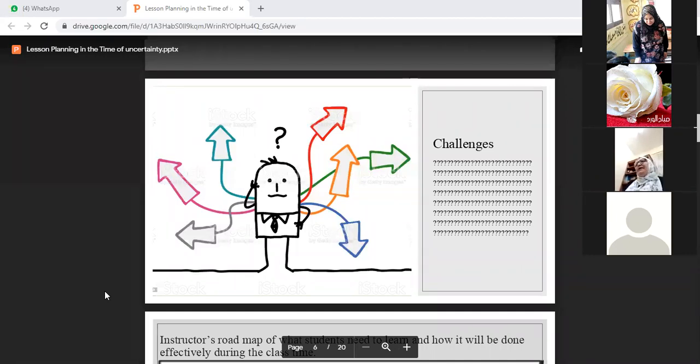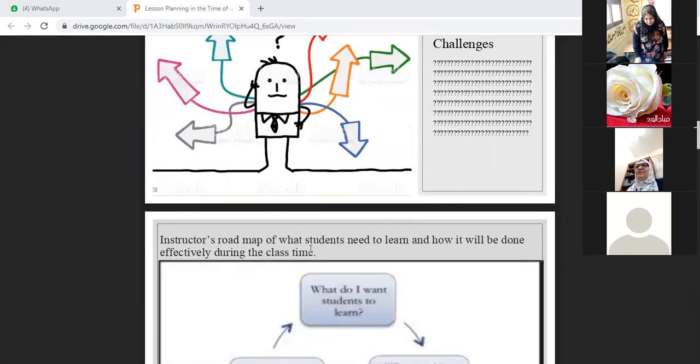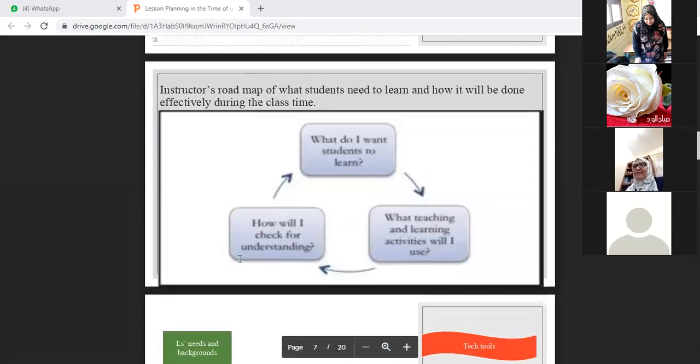Now we have the instructor's roadmap of what students need to learn. I need to know what I want the students to learn, what teaching and learning activities I will use, and how I will check for understanding. This is very simple, but as you mentioned, we have many more things to think of when we are lesson planning. As you can see here, we have the needs, the background. We have to know what they already know and what they can do in the future. We have also the learning objectives and the outcomes, because these will be decided through knowing the needs.